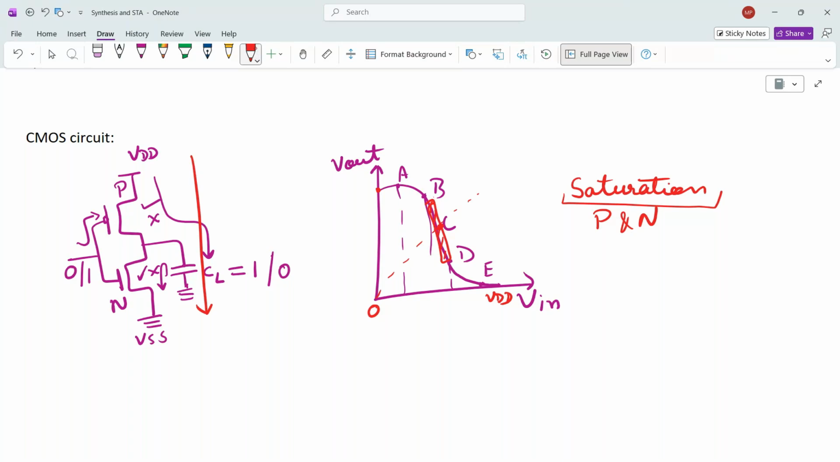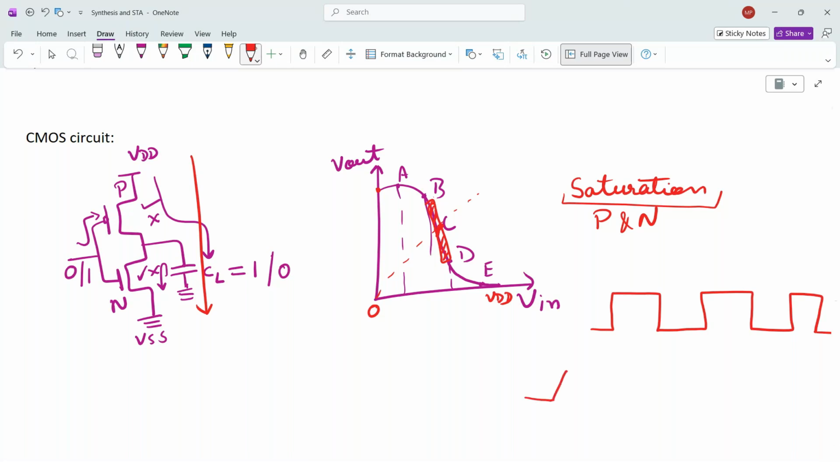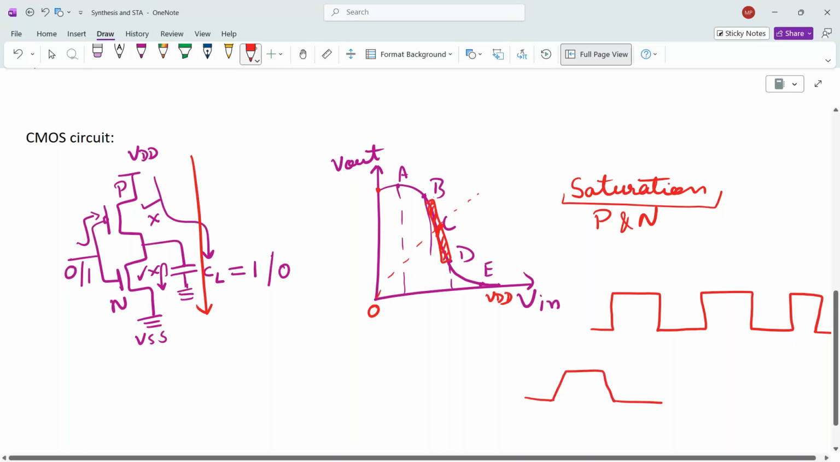So what we want is for region C to pass as soon as possible. That means we always draw our signals like this. But we know this is the ideal case, not a practical case. Our signals are like this, with a little bit of transition delay.